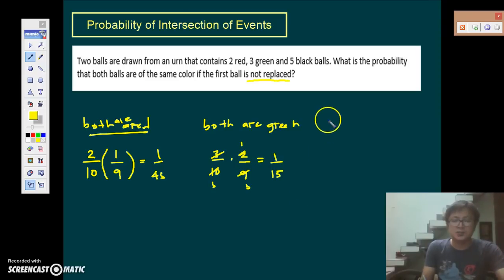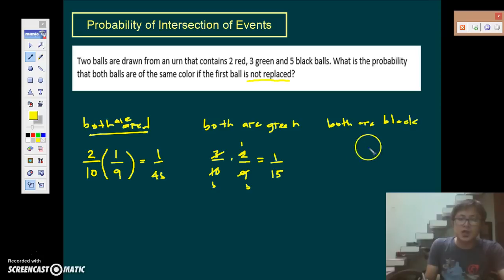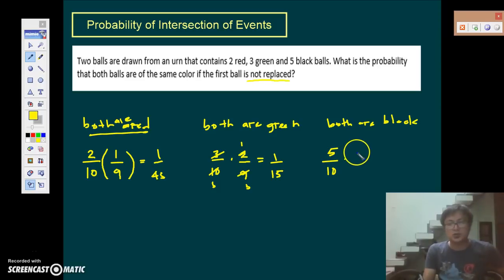And then lastly, both are black. First ball, 5 over the total 10, times the second ball, which must be black again so it will be the same color, 4 over 9. So this is 1/2 times 4 over 9, and the answer here is 2 over 9.